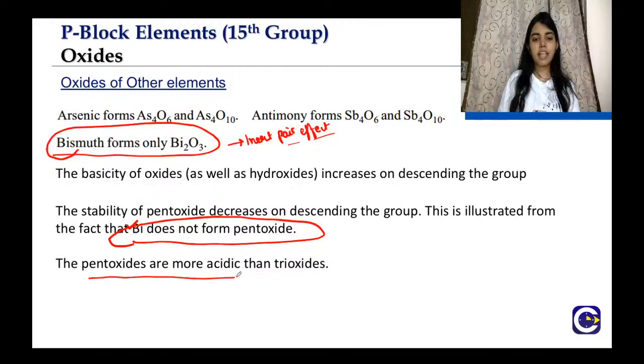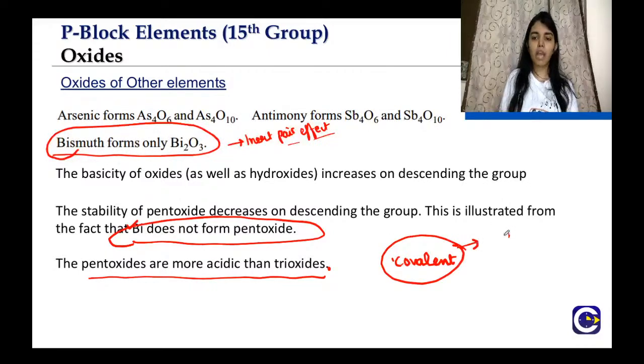Pentoxides are more acidic than trioxides. This you can also explain on the basis of covalent character, as pentoxides are more covalent than trioxides, therefore they are more acidic than the trioxides. The more covalent, the more acidic.